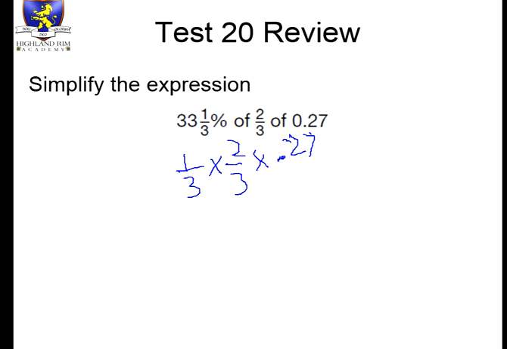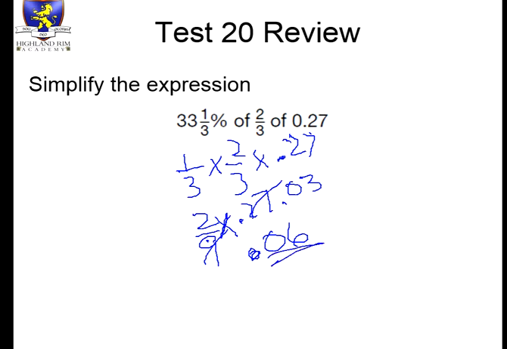So 1/3 of 2/3 is equal to 2 over 9. Sorry about that. 2 over 9 times 0.27 is equal to, we go and eliminate the 9, that becomes 0.03. And so the answer is 2 times 0.03 or 0.06. And that's your answer.